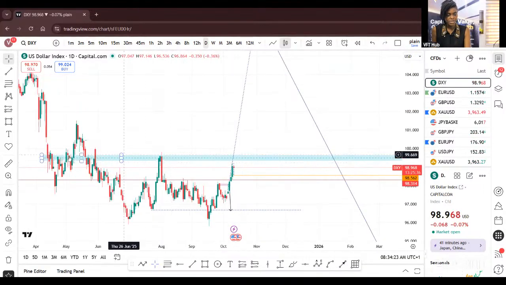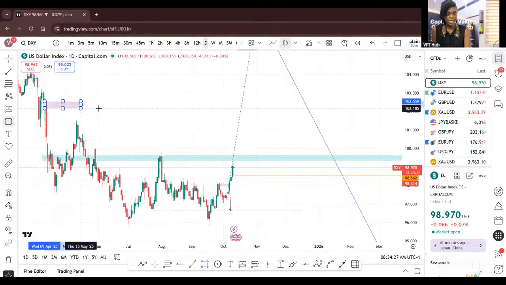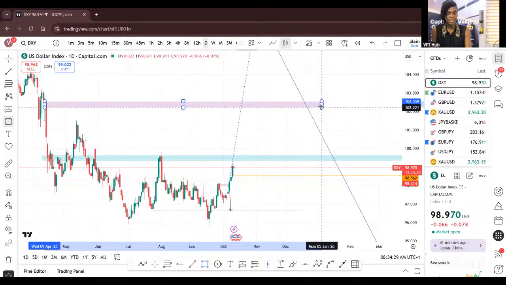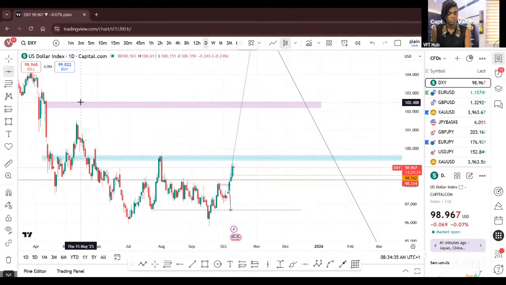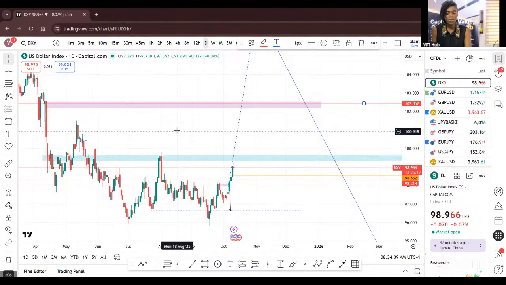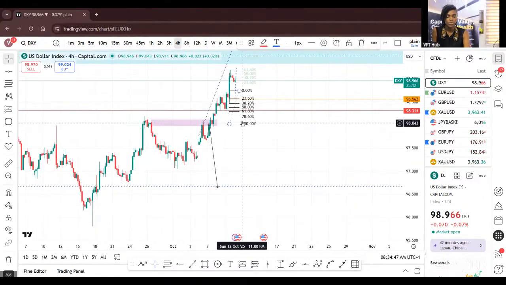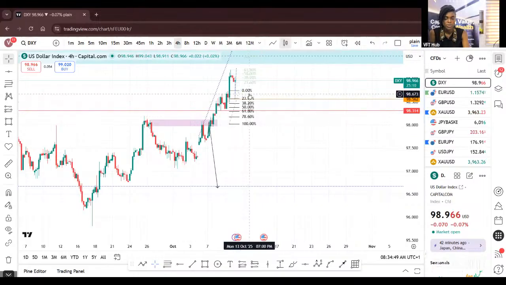So where do I think price wants to trade into? There's another block right here, another block right here. So price will probably trade all the way to this other block at 102.452 on the daily time frame. So there's still room for the DXY to buy all the way to the upside.